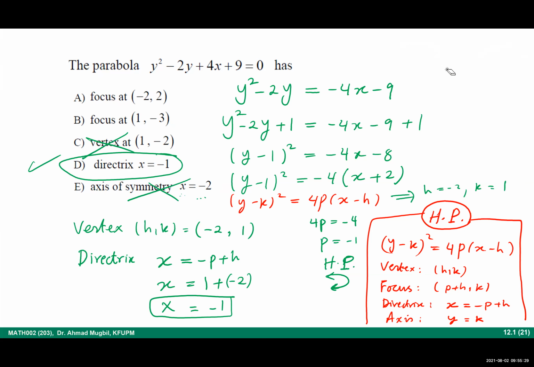As for the focus, how do we find the focus for this one? If you want to find the focus, guys, how to find it? Here it is. The focus will be p plus h and k. So it will be what? -1 plus -2 and k. What is k? k is 1. So it will be -3 and 1. -3 and 1. Not this one, not this one.